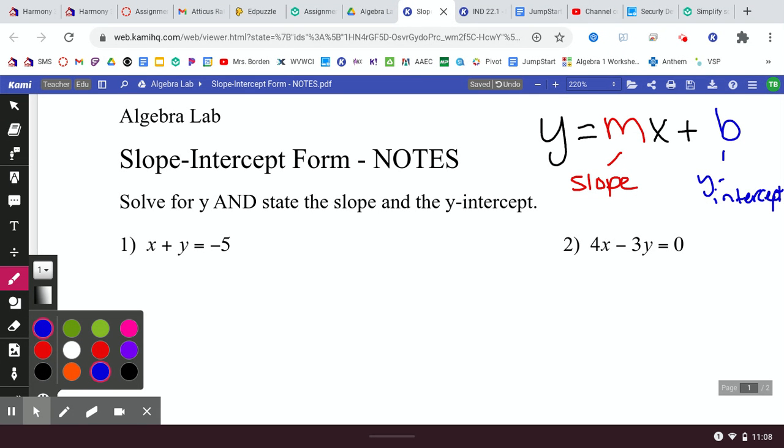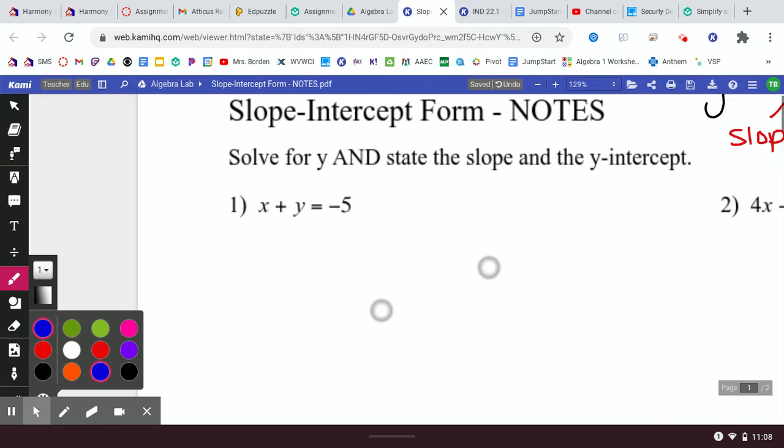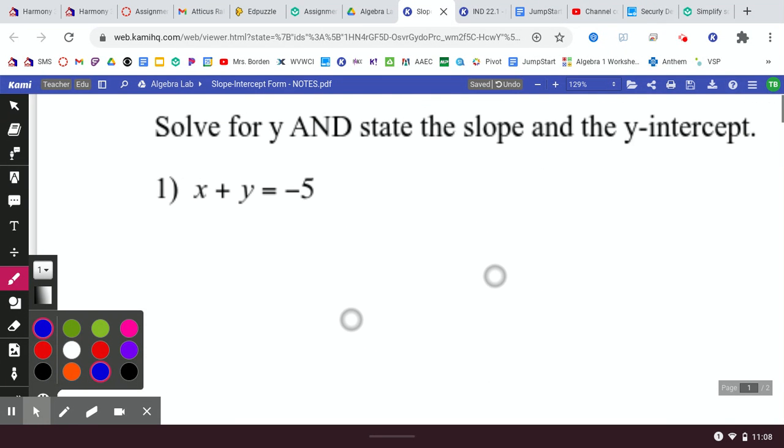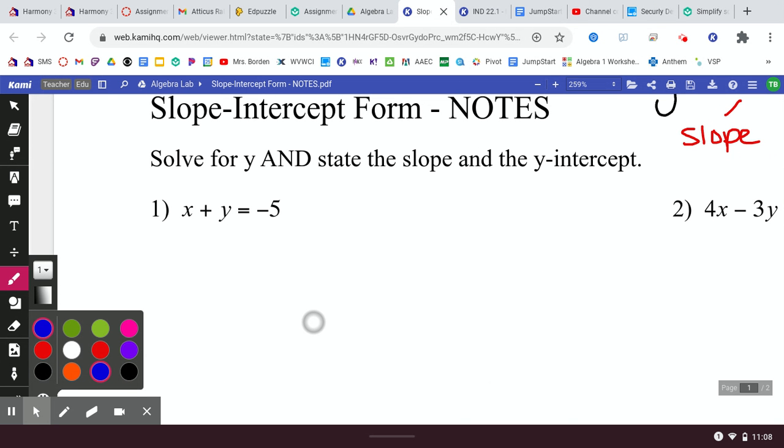And we learned how to maneuver or move things around in an equation to put it in y equals mx plus b. So it's not always going to be given to you in y equals mx plus b. Sometimes you've got to move stuff around to get it there. All right, so these first four are just review from yesterday. Now notice what the instructions say. It says solve for y, in all caps, and state the slope and state the y-intercept.